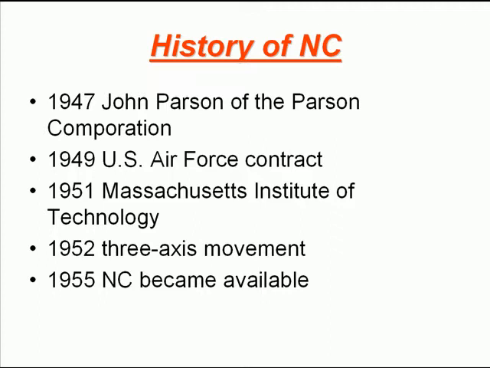And in 1951, the project was assigned to the Massachusetts Institute of Technology. In 1952, numerical control arrived when MIT demonstrated that simultaneous 3-axis movement was possible using a laboratory-built controller and a Cincinnati vertical spindle. And by 1955, after further refinement, numerical control became available to industry.